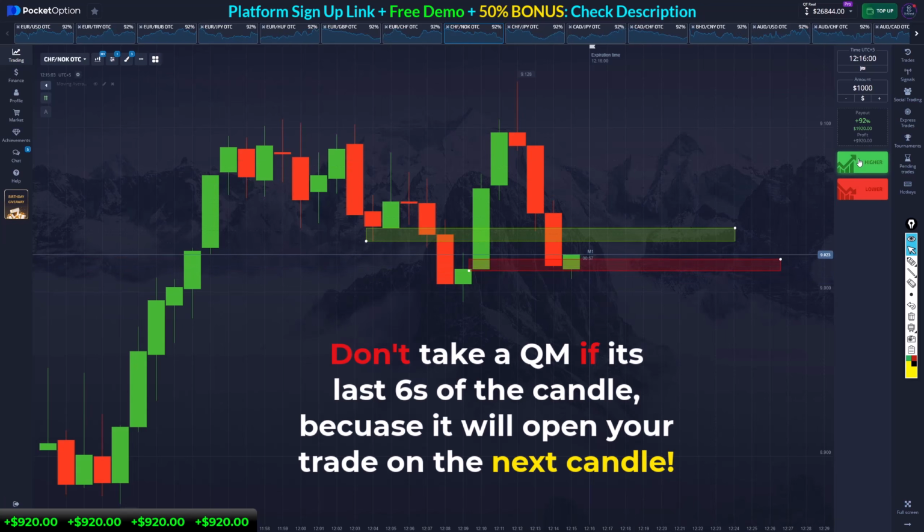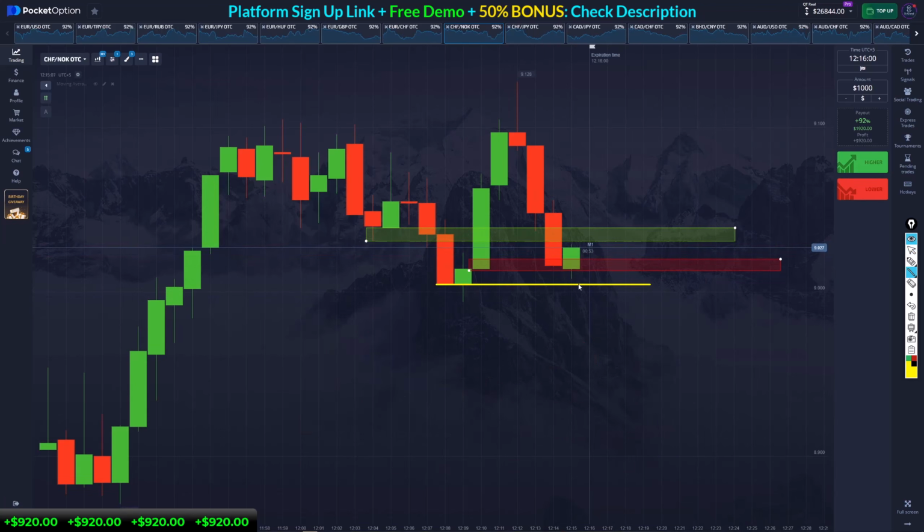I will enter with margin of safety. Okay, I was about to take this trade with margin of safety down here because the candle already closed here. We don't want to enter in the last 4 seconds of the candle. If you enter in the last 4 or 6 seconds of the candle, it's going to count on the next candle. This is what you should be careful about with the QMs. This is going to go off for sure, but I was about to enter with margin of safety down here because this is support. Entering with margin of safety is going to help you win this trade.